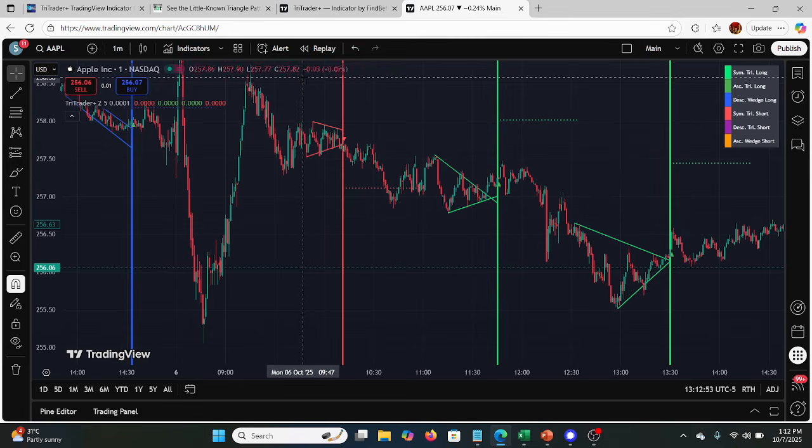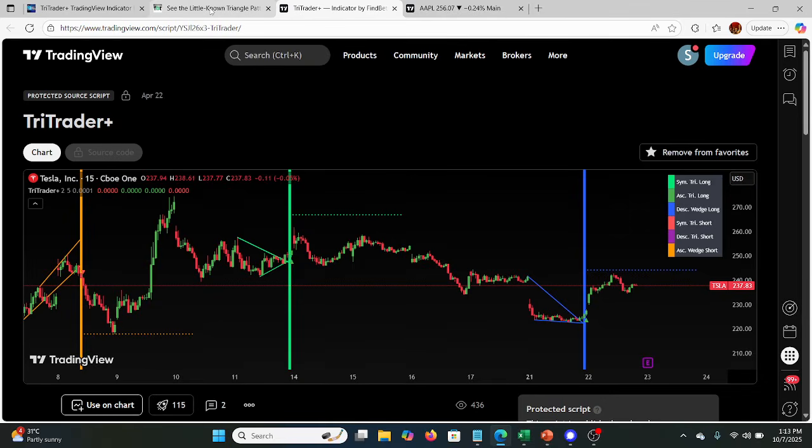Basically, it finds triangles for you. It alerts you when there's a potential trade. It waits for confirmation, and then it gives you the signal as you want. So hopefully this is helpful.